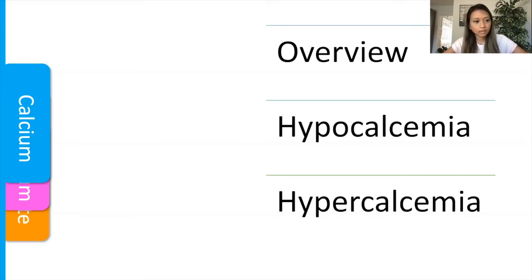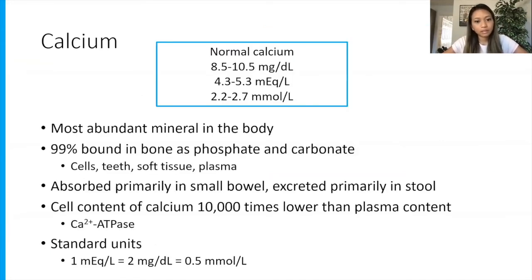Next, calcium. Normal calcium, these are the different units. Here we go by 8.5 to 10.5. It's the most abundant mineral in the body. It's in bones and teeth and soft tissue. In the standard units, 1 milliequivalent is equal to 2 milligrams per deciliter or 0.5 millimoles per liter.